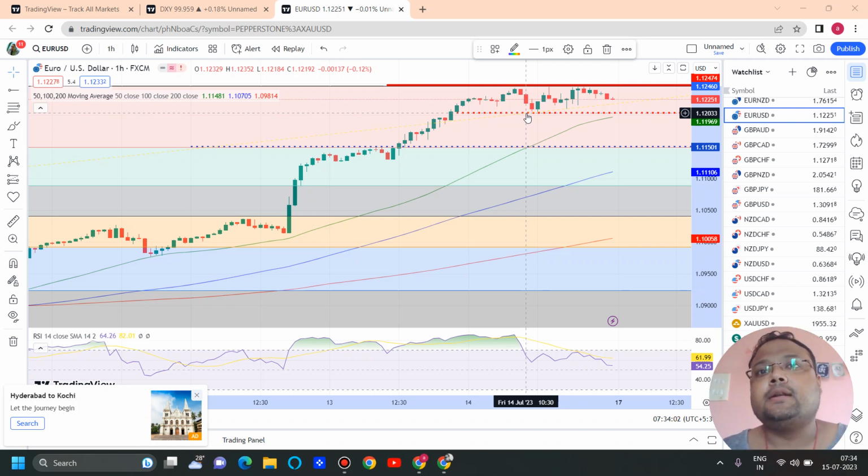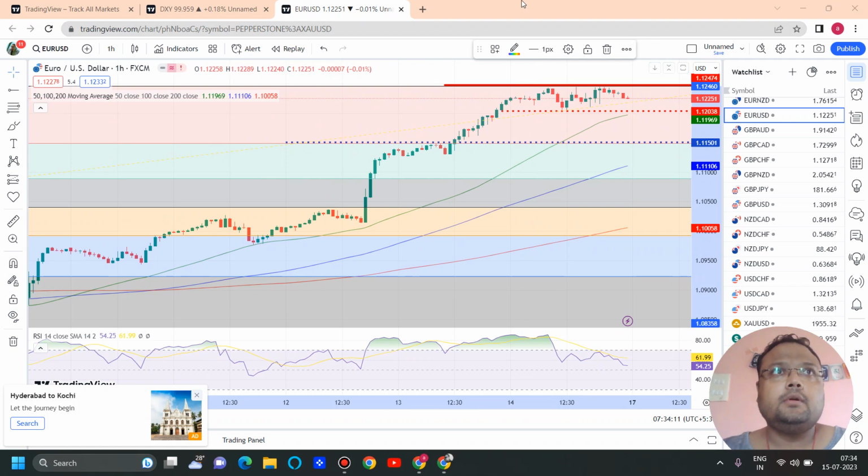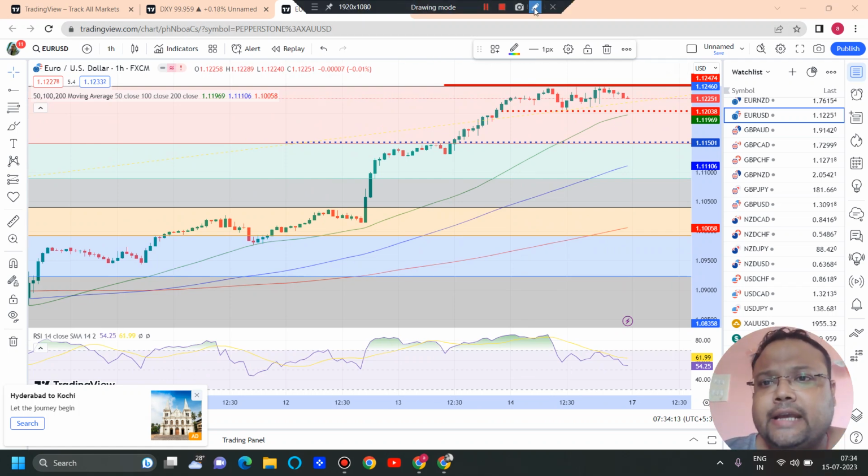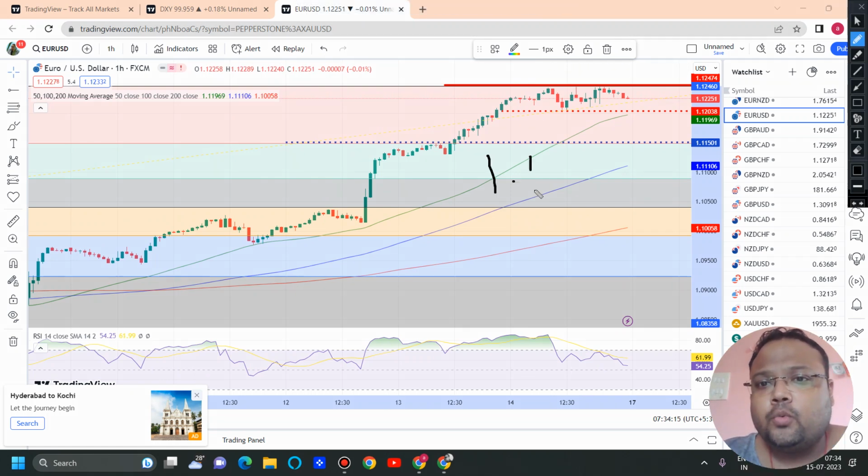Understanding the volatility of the market is a very crucial factor. If the market is volatile, dominated by sellers, or if you see a big red candle, then your focus should be on 1.1150.